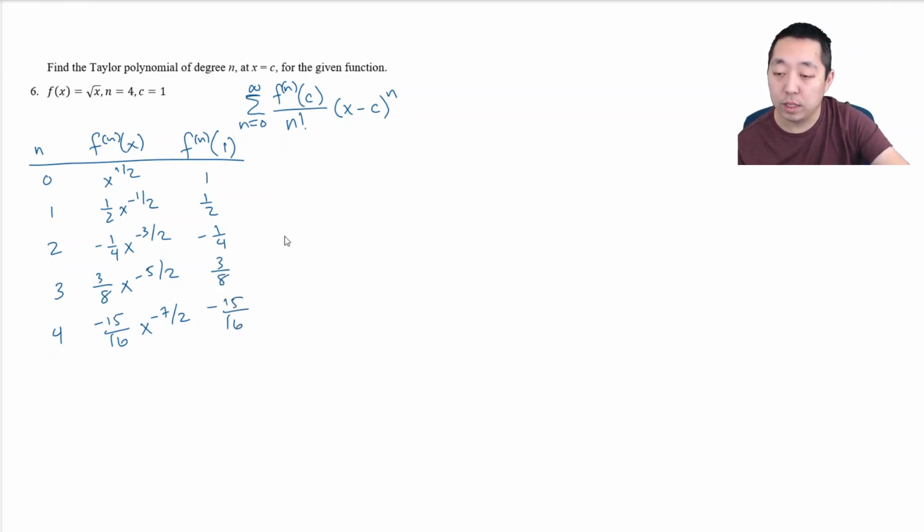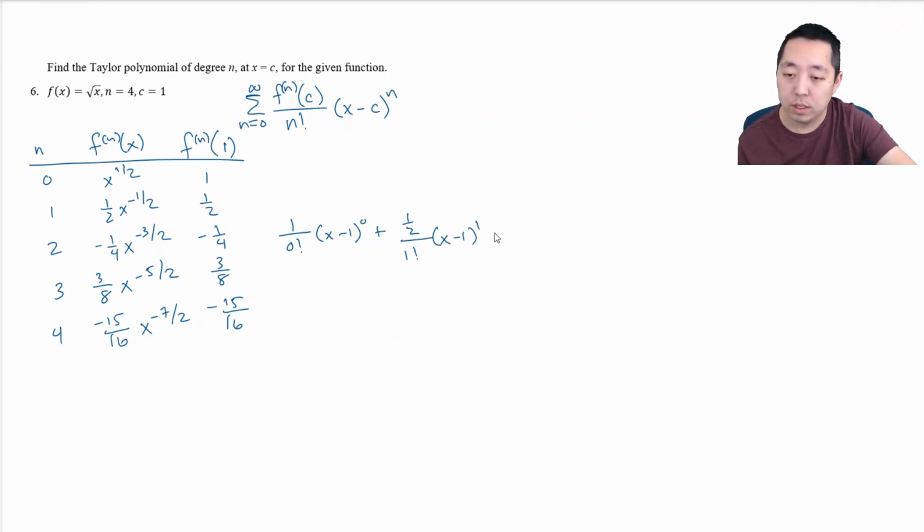And so our series is going to be 1 over 0 factorial, x minus 1 to the 0, plus 1/2 over 1 factorial, x minus 1 to the first power, then minus this 1/4 over 2 factorial, x minus 1 squared, then plus 3/8 over 3 factorial, x minus 1 cubed, then minus 15 over 16 over 4 factorial, x minus 1 to the 4th.